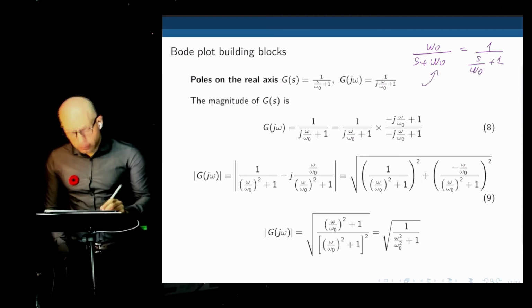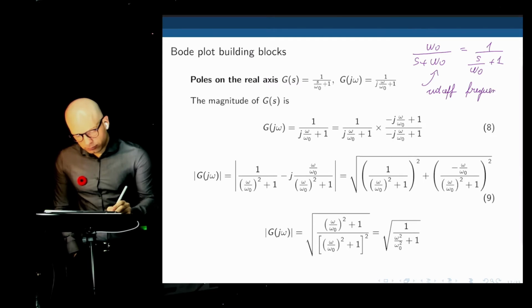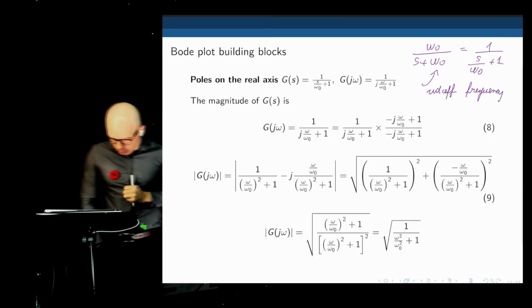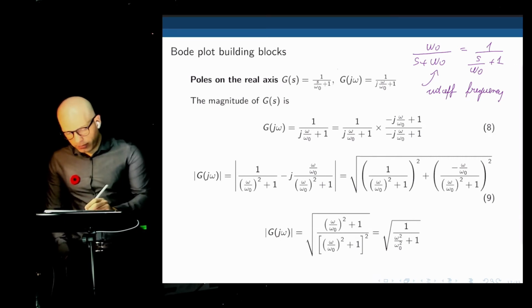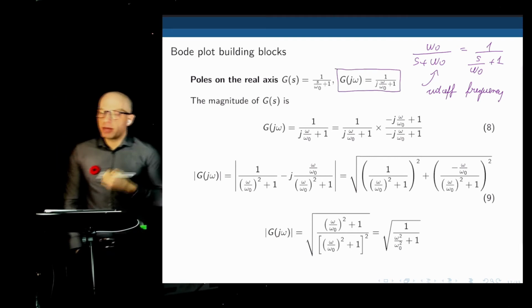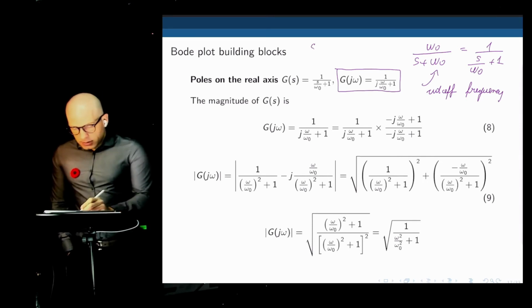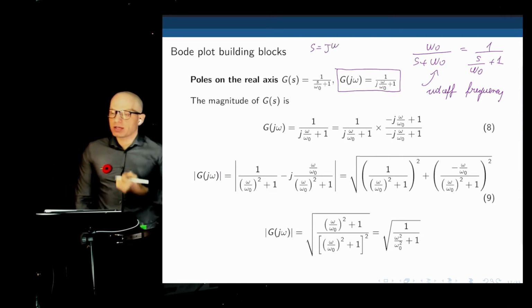And this ω0 is what we're going to call the cutoff frequency. It is the frequency from which the Bode plot will start to decrease. Okay, so that's the standard form of our function now. So ω0 is a constant, a fixed frequency that depends on the characteristics of the system. And S is still jω. So ω is the frequency we are changing. ω0 is a constant.